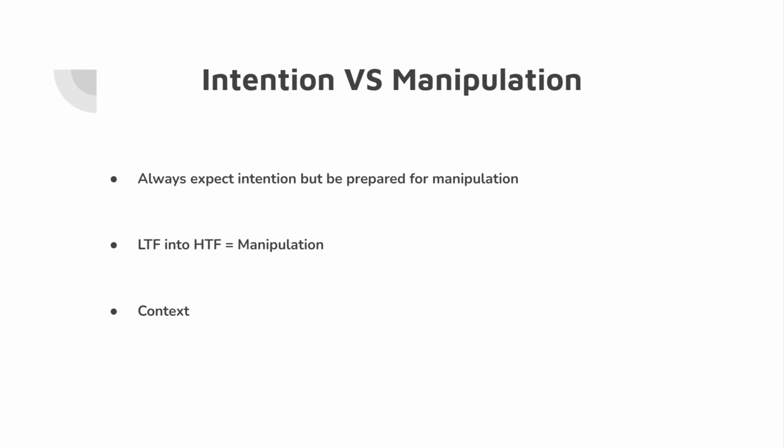Now when we understand strong versus weak fair value gaps, we also have to understand intention versus manipulation, because every fair value gap will not hold, as you have probably figured out already. But here we have 3 key points. Always expect intention, but be prepared for manipulation. Lower time frame into a higher time frame PD array equals manipulation, and I'm going to show exactly what I mean by that. And last but not least, here we have context.